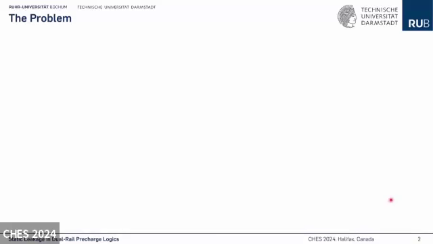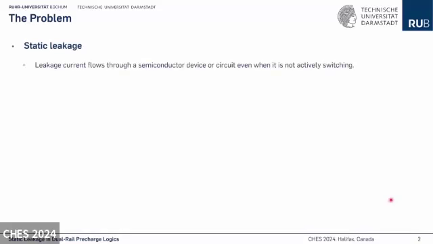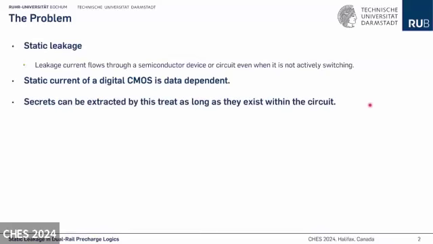Let's begin with a brief overview of static leakage. Leakage current is a current that passes through a semiconductor device when its components, which are transistors, are not actively switching. In several recent editions of CHES, researchers have presented findings showing that the static current of a digital CMOS circuit is influenced by its input signals. Therefore, if an adversary can accurately measure it in a cryptographic device while the secret is present somewhere in the circuit, he is able to use this side channel to extract the secret from the device successfully.